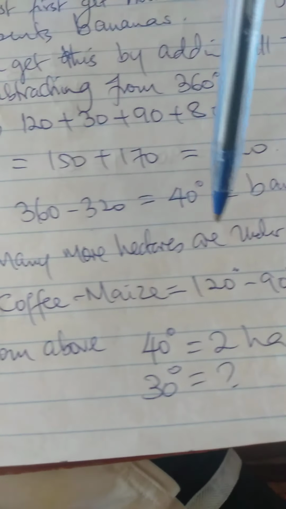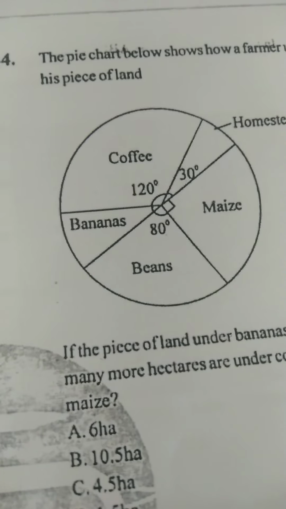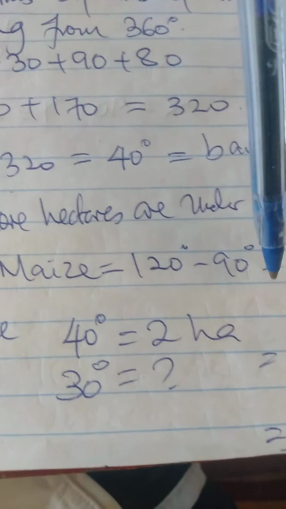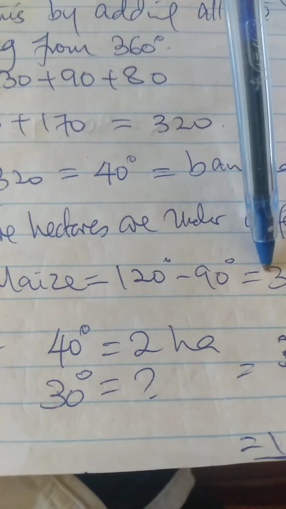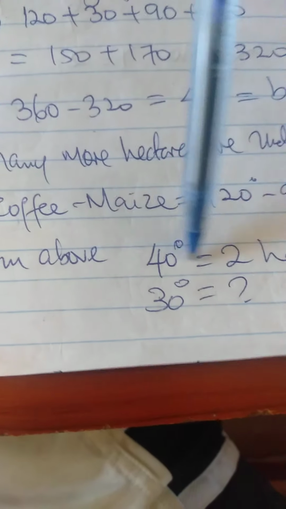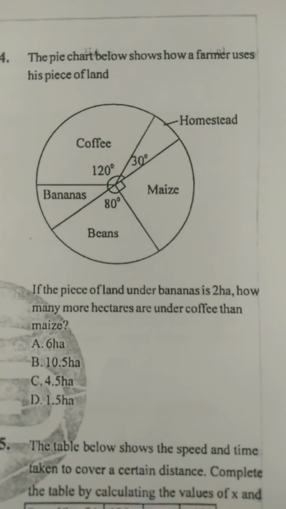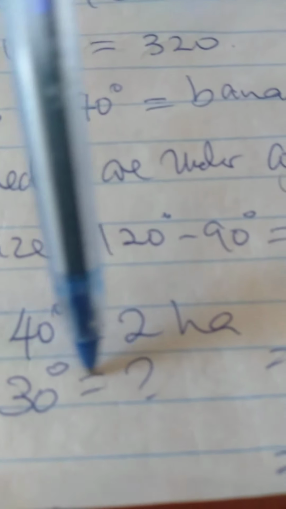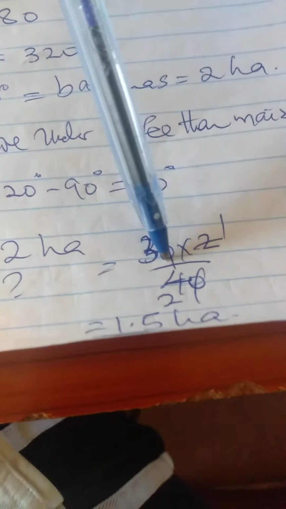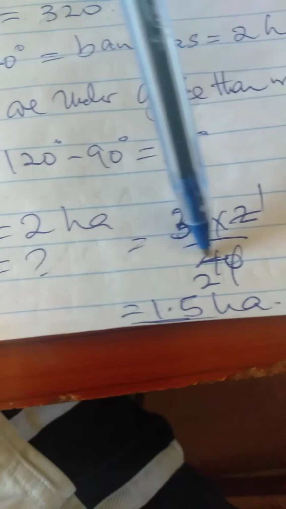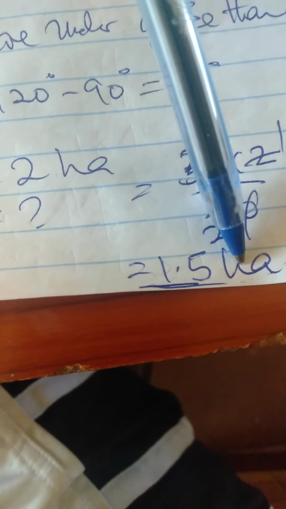You are asked how many more hectares are under coffee than maize. Coffee is 120, maize is 90. So 120 minus 90 is 30 degrees. So 30 degrees is the difference. And if 2 hectares is what is given for bananas, and we have found that bananas are represented by 40 degrees, then 40 is 2 hectares. So what about 30? We do this by cross multiplication: 30 times 2 over 40. And we get that the difference is 1.5 hectares.